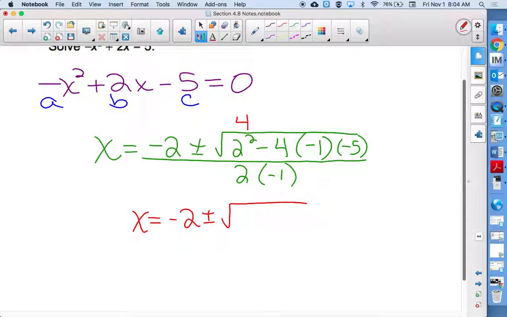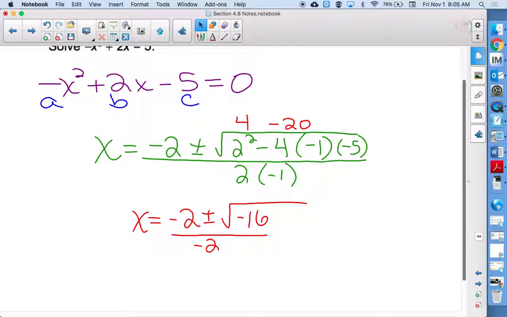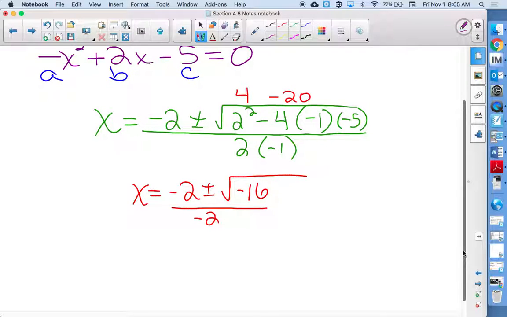So 2 squared is 4. Negative 4 times negative 1 times negative 5 is negative 20. And Brady, 4 minus 20 is negative 15. Negative. Whoa, negative 16. I figured that's what you meant. We had negative 16 there. So I have a negative 2 plus or minus the square root of negative 16, and then divided by negative 2.